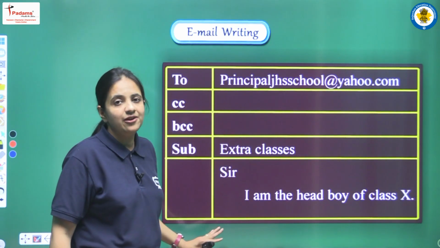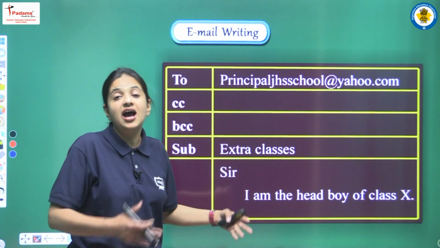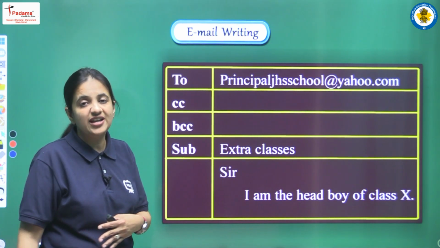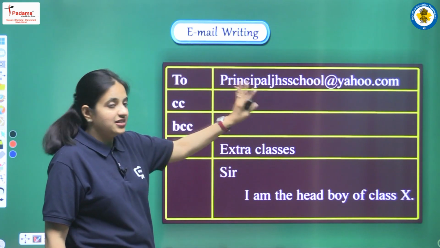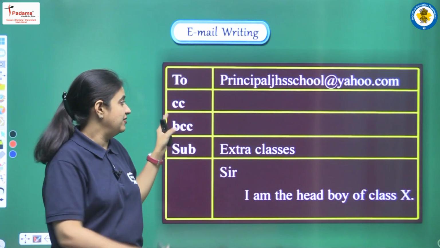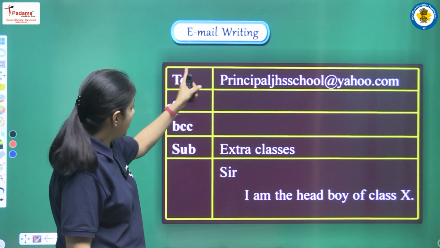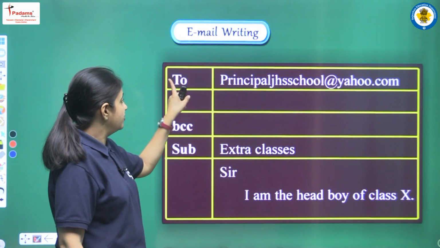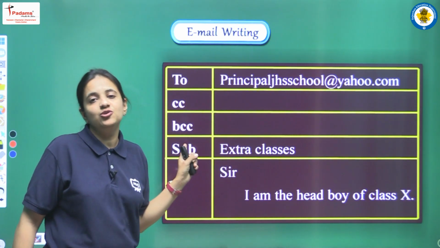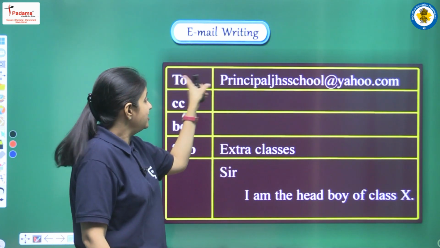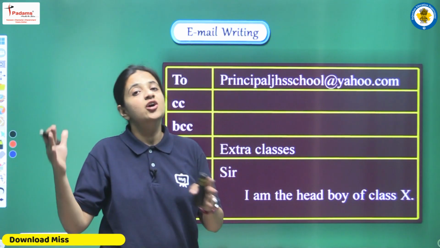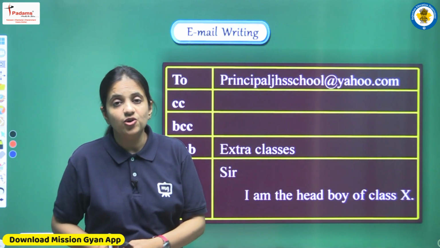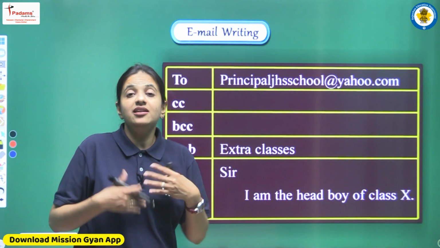Now we have the answer of the question that we have discussed. As we have discussed the structure of the email, we have the same structure here, with these columns. The first one is "To", and as I have told you earlier, here we have to write the email address of the person whom we are addressing, that is, the person to whom we are writing the email.